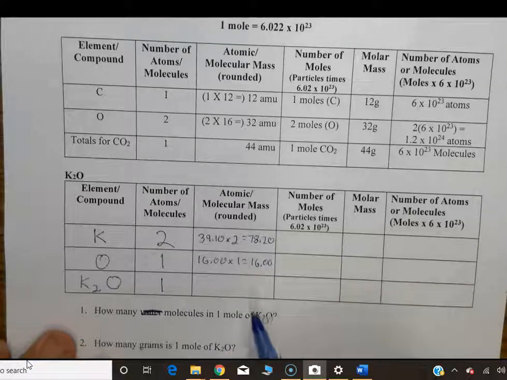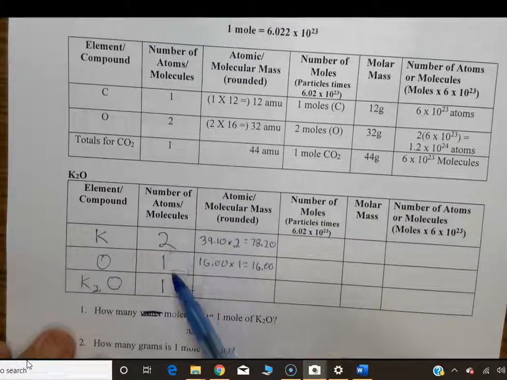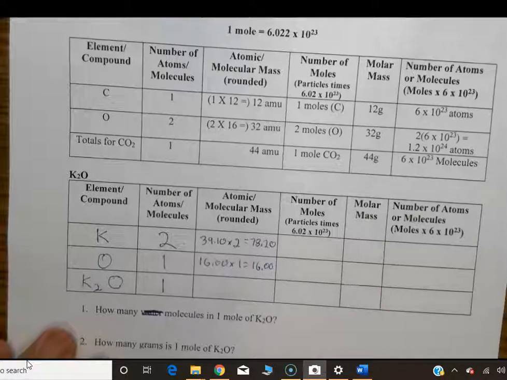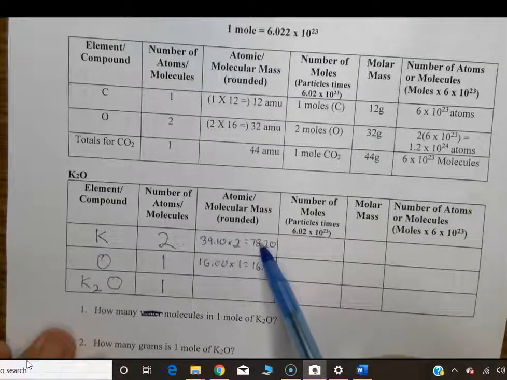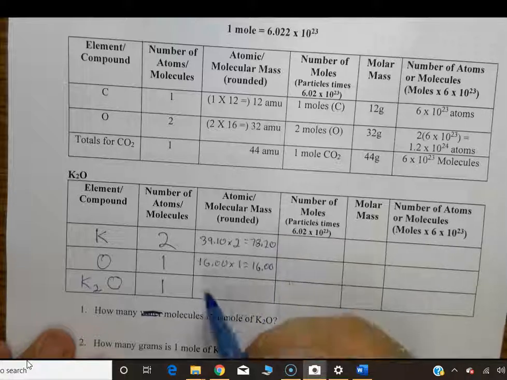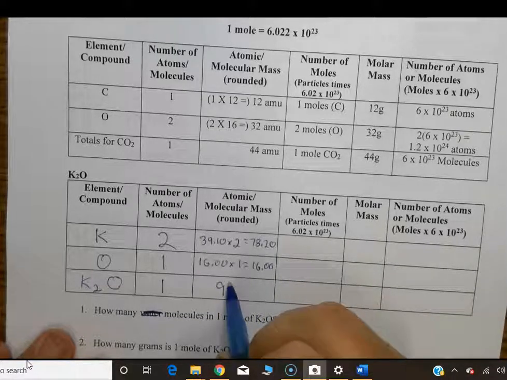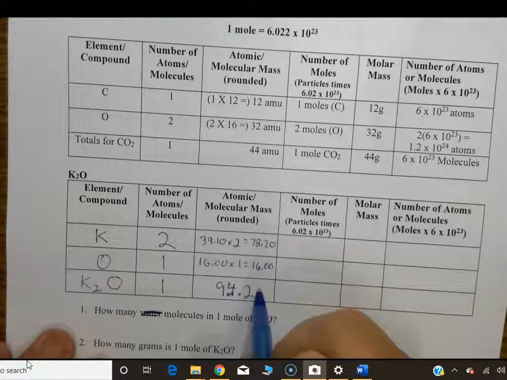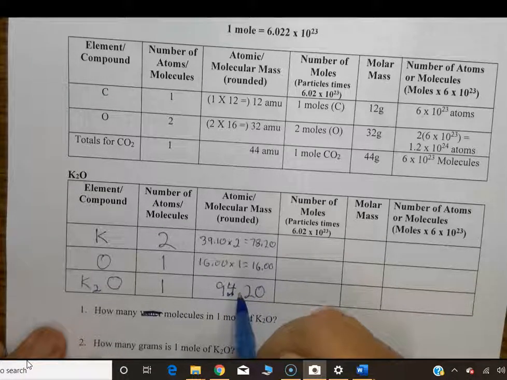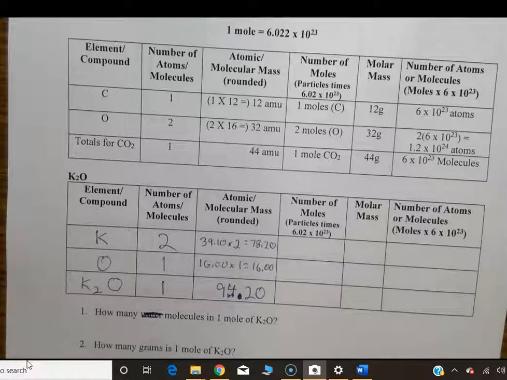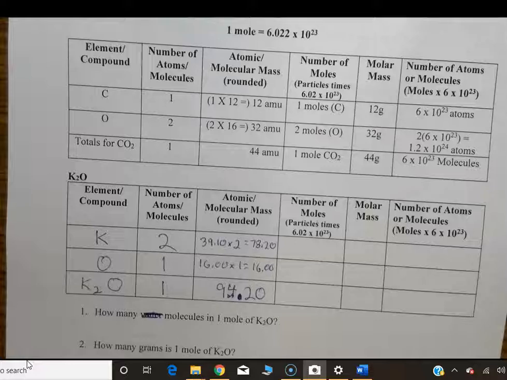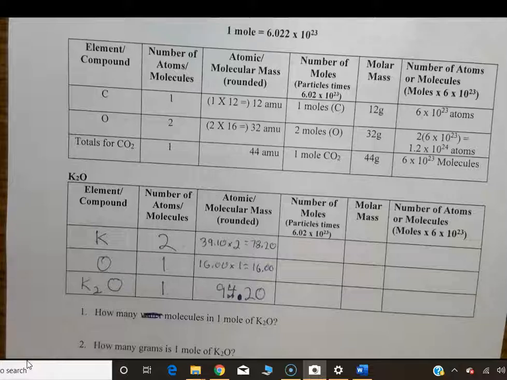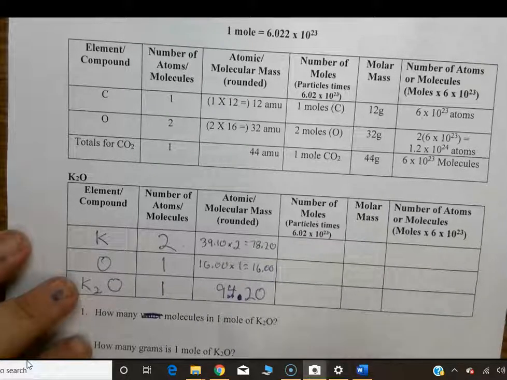You add those 2 together. You don't add the number of atoms of each, but you do add the atomic mass, and you end up with 94.2. I'm going to check my math on a calculator here. 94.20. Okay, there's the decimal point there.